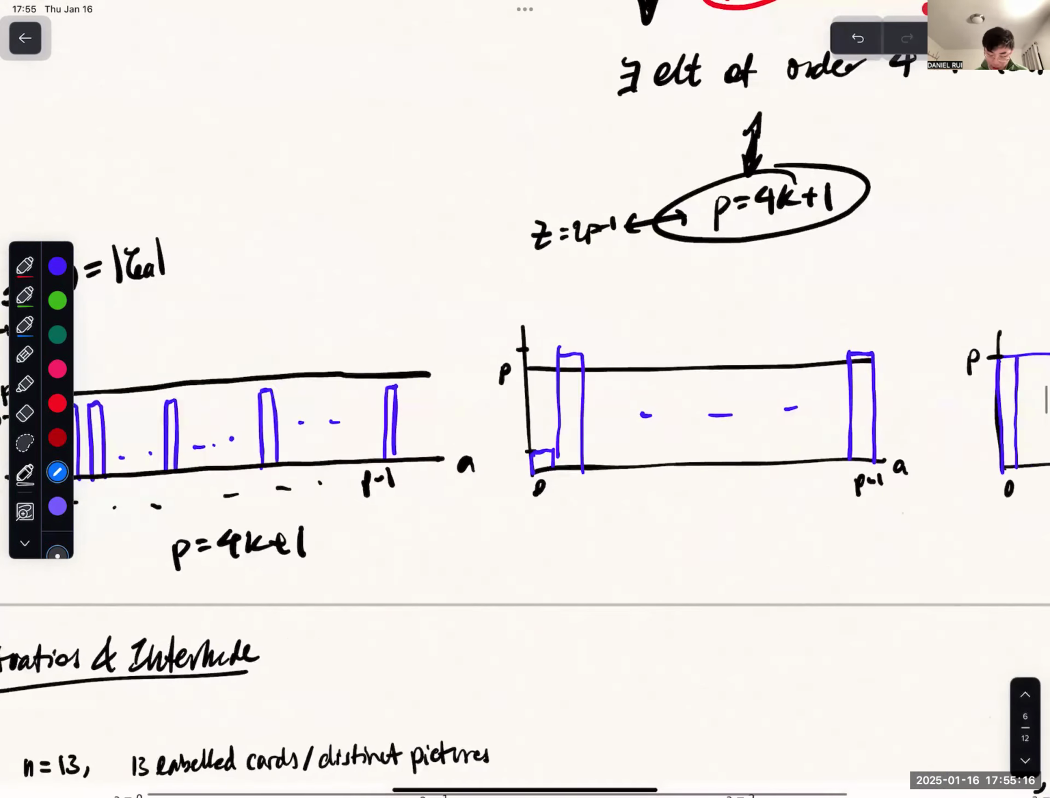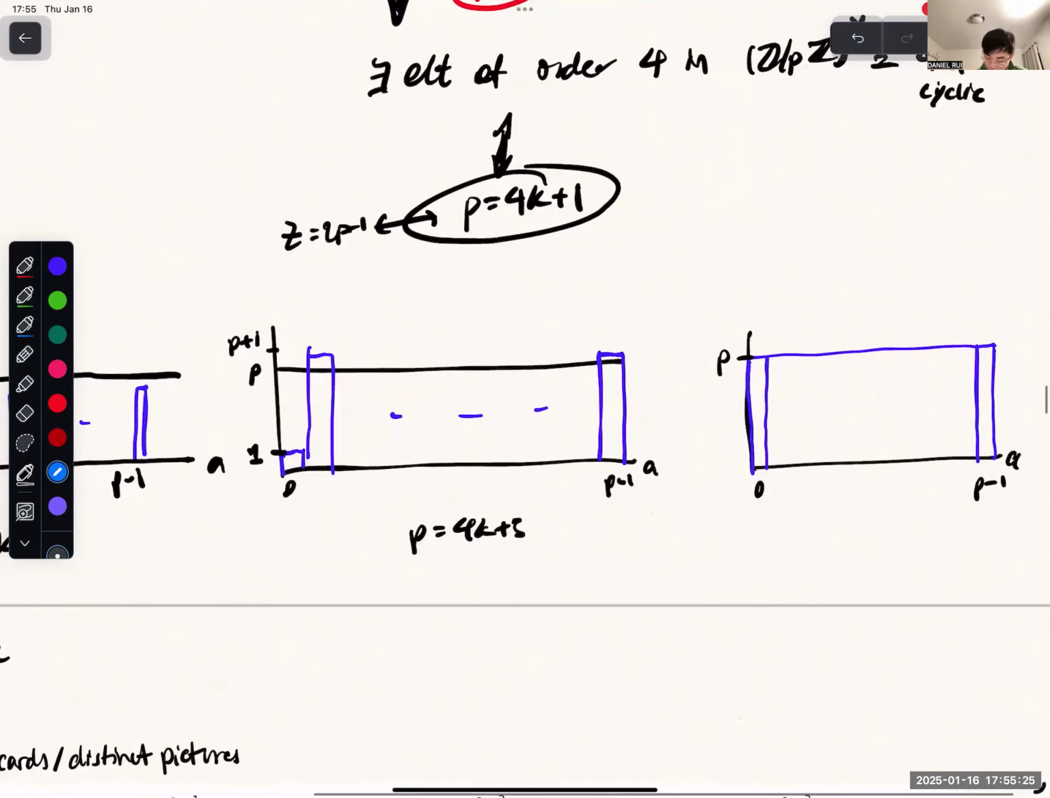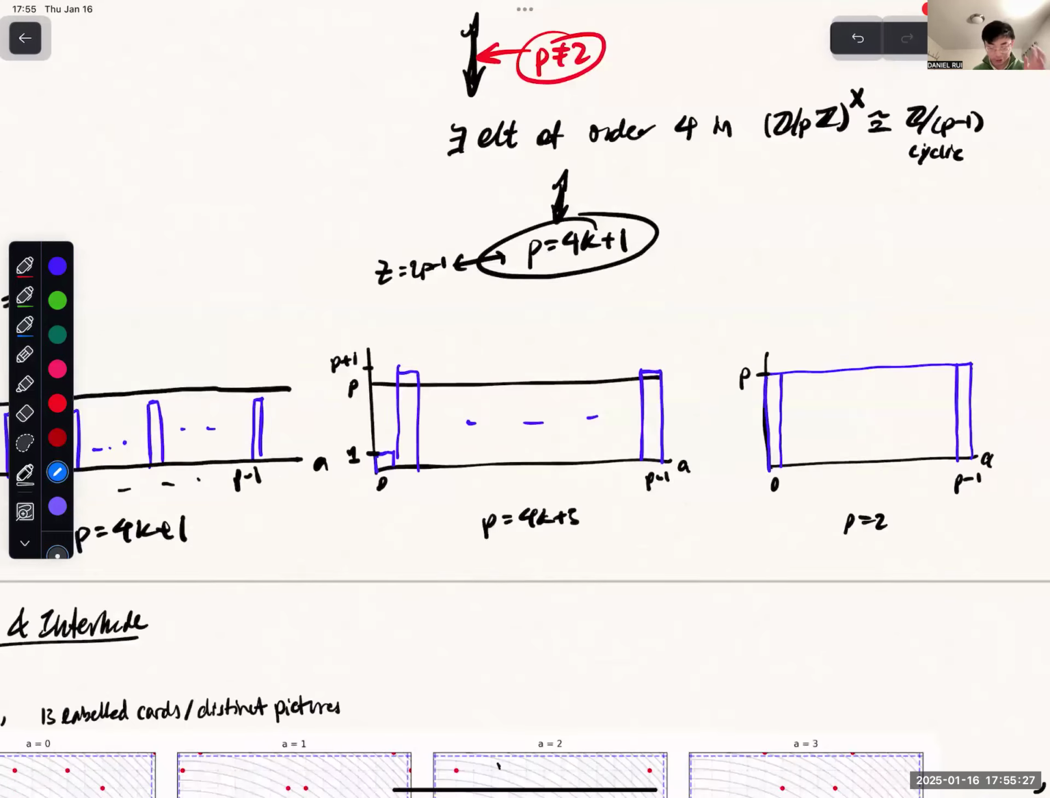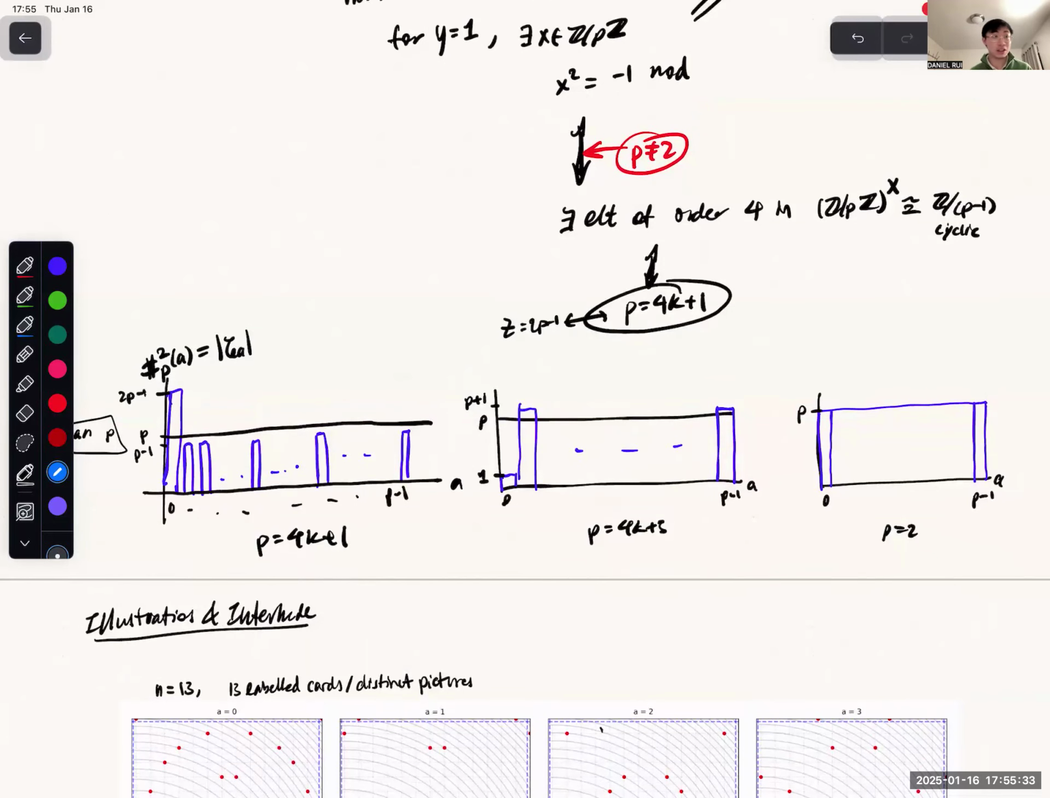And for P equals 4k plus 3, at 0, I get 1. And everywhere else, I get P plus 1. And then for P equals 2, you can just check this because P equals 2 is very easy to check. Indeed, everyone is flat. Questions, comments before I continue onward?